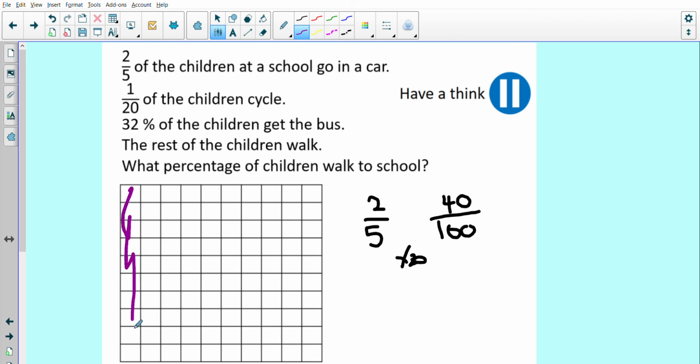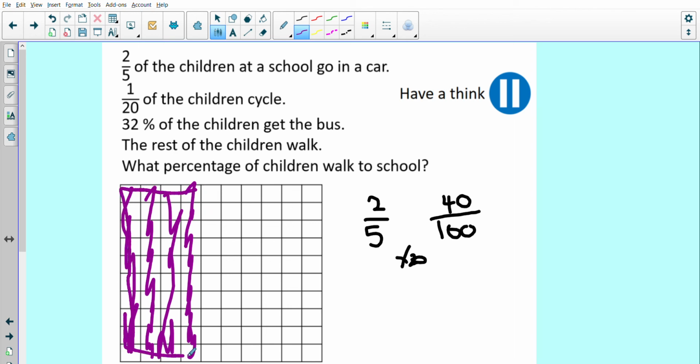That's 10%. That's 20%. Great colouring as ever by Miss Beeston. This is 30%. And this is 40%. 40 out of 100 are now all shaded in. And that's the number of children who go to school by car.